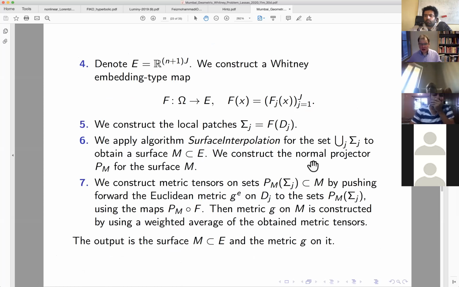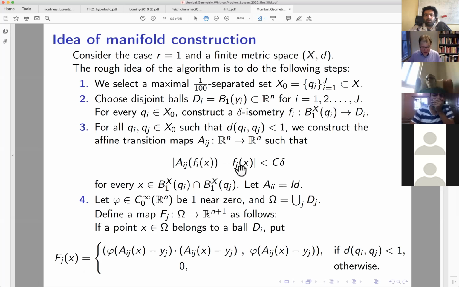Then we imitate from differential geometry. Excuse me, what are the yi's? Yes, the yi's are the centers of these disks. They are arbitrary points of Rn, not related to anything. We just choose these yi so that all these disks become disjoint. I see. Okay. Yeah, excellent question. Amazing how rapidly you are looking at the algorithm. Okay. Thank you very much.